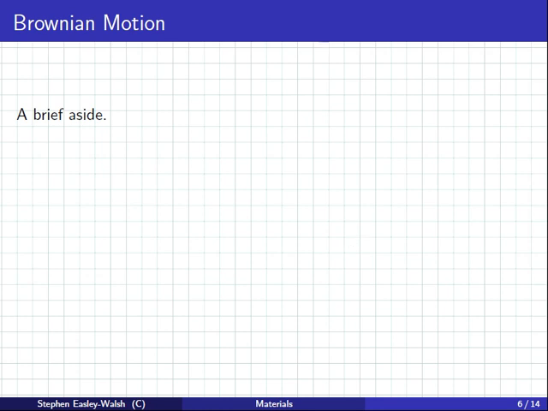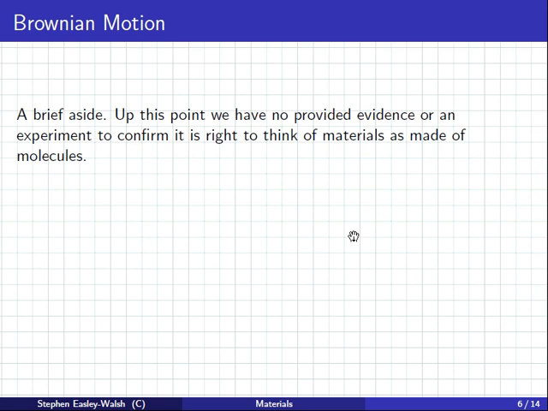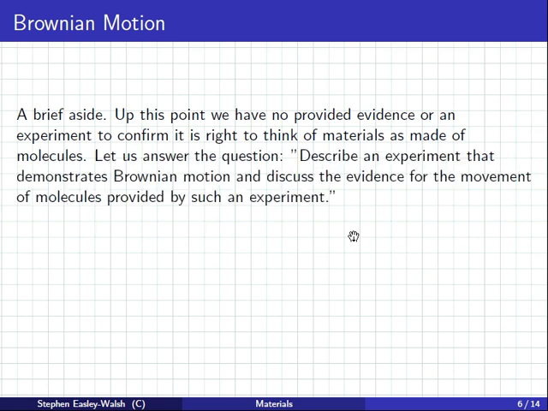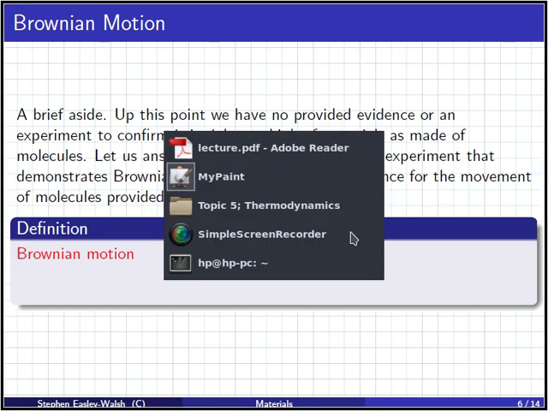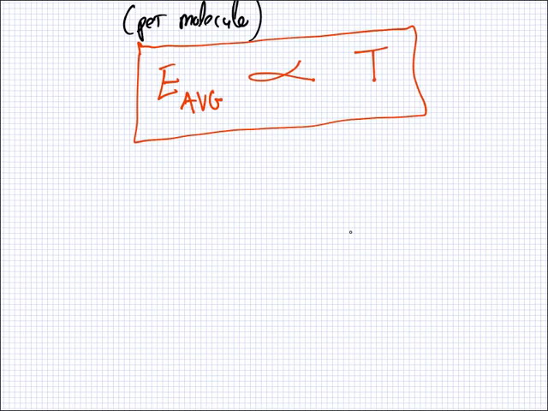So, now we get to talk a little bit about Brownian motion. This is the question you had in the homework. Describe an experiment that demonstrates Brownian motion and discuss the evidence for movements of molecules provided by such an experiment. So, would I do the experiment first and then the motion? Yeah, okay, I will.